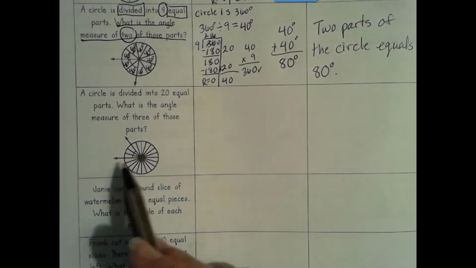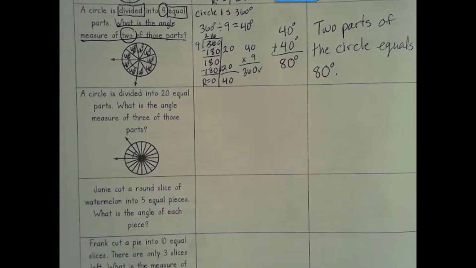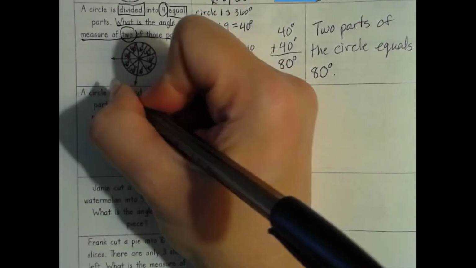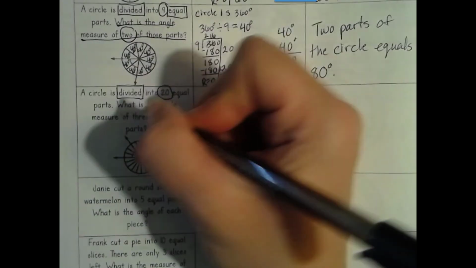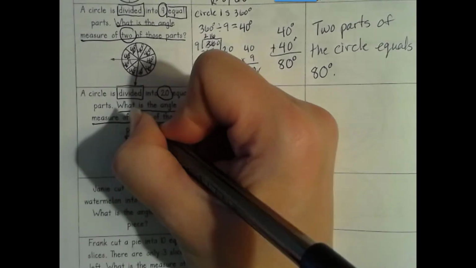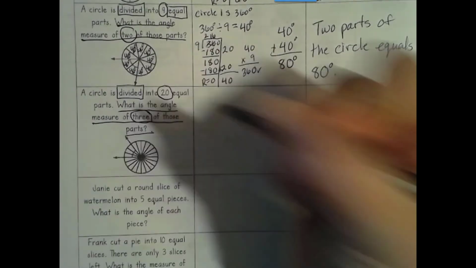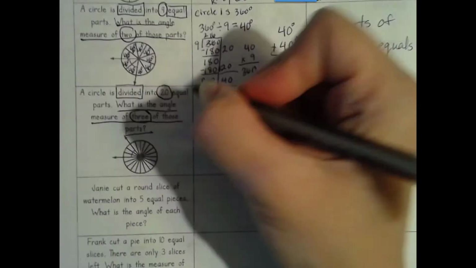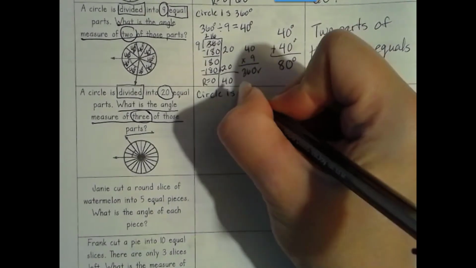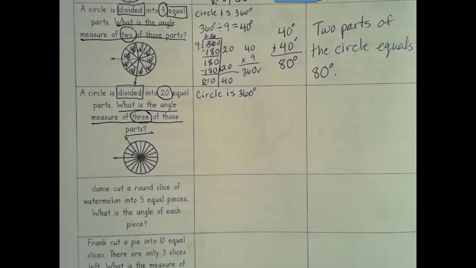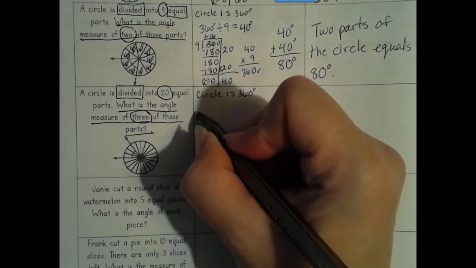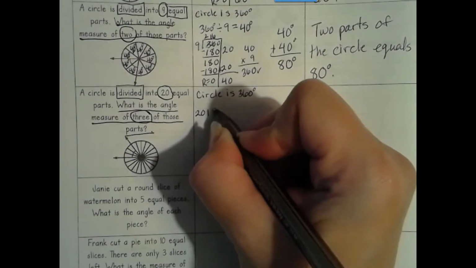Wow. Okay, I'm not going to write the final number in each of those because I have 20 equal parts this time. It's divided into 20 equal parts. What is the angle measure of 3 of those parts? Oh, we got 3 we're looking at this time. A circle is still 360 degrees. Got to know that no matter what, that it's 360 degrees. And we're dividing it into 20 equal pieces.